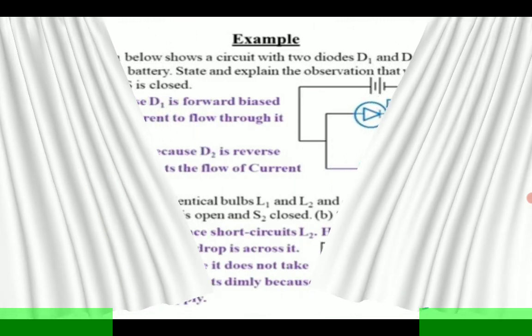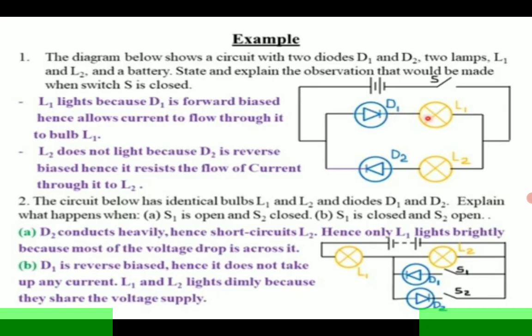Alright, now let's look at some uses of diodes in practical circuits as examples. Example number 1 says the diagram below shows a circuit with two diodes D1 and D2. So we have D1 here and D2. Take note of how they are connected. Two lamps, L1 and L2. We have lamp 1, lamp 2, and a battery. State and explain the observations that would be made when the switch S is closed.